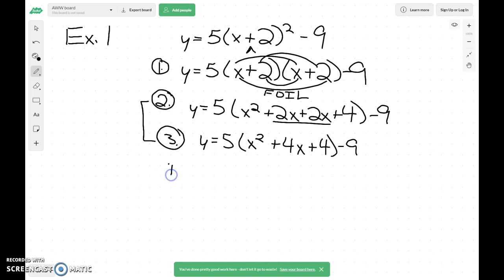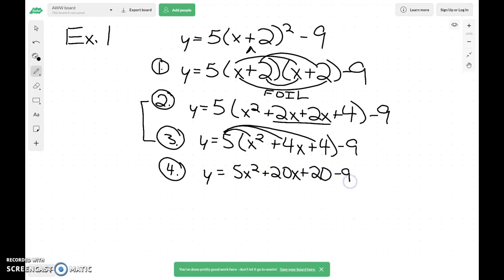So as we go into our fourth step, the fourth step is going to be to distribute this 5. So what we're going to do is take the 5 and multiply it to each term that's in the parentheses. So 5 times x squared is going to be 5x squared. 5 times 4x is going to be 20x. And then 5 times 4 is going to be 20. And then to finish out the problem, we have the minus 9 on the end.